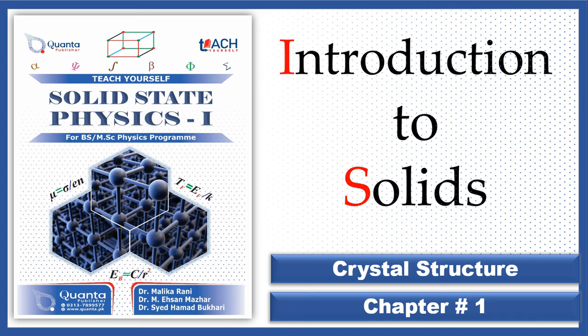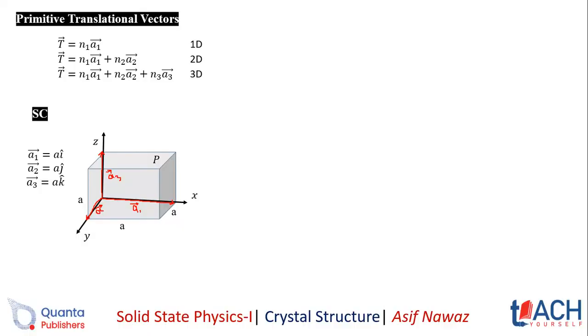So this lecture is about the translational vectors. We know that the primitive translational vector in case of 1D is like n1 a1, where a1 of course is the lattice parameter, and a2, a3 are also lattice parameters, while these n1, n2, and n3 are actually some integers.